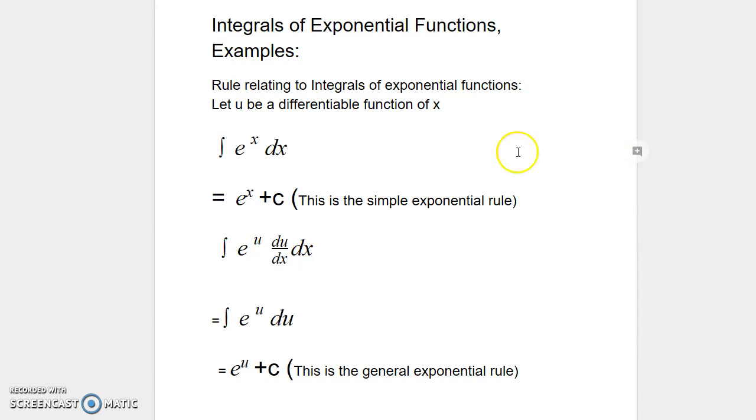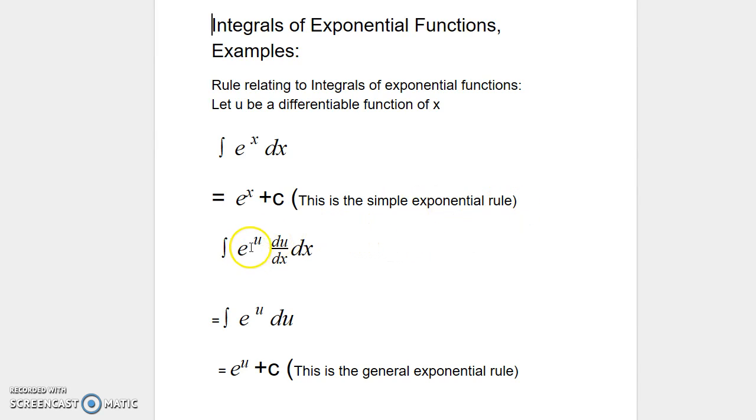Okay. So let us say we have an exponential function e to the power of x. If we have to integrate that, integral e to the power of x dx, the rule states that when we integrate e to the power of x, it's going to be equal to e to the power of x plus c, where c is a constant. This is called the simple exponential rule.